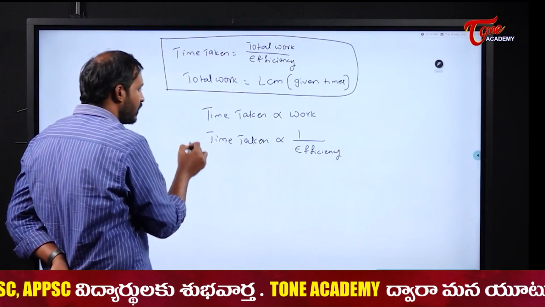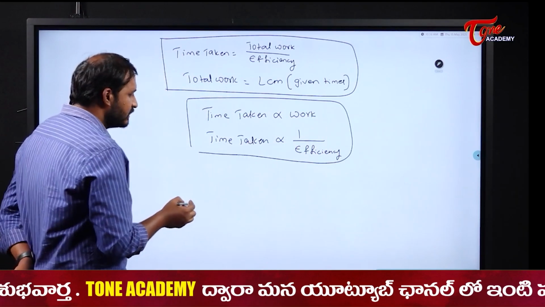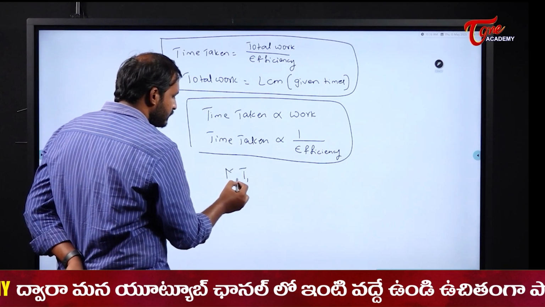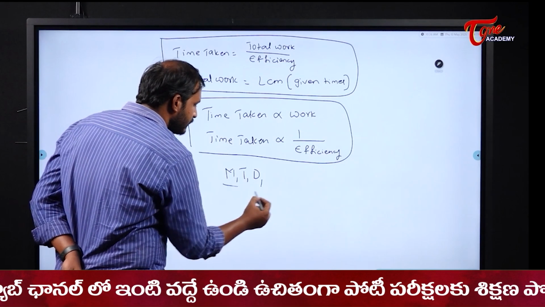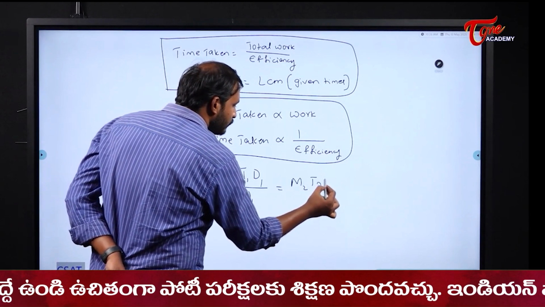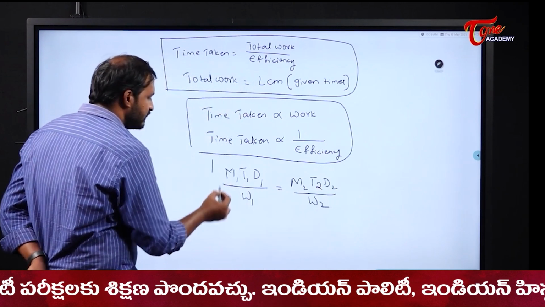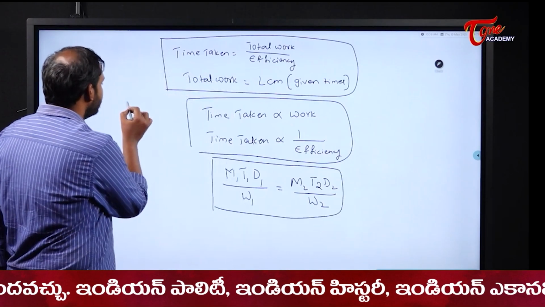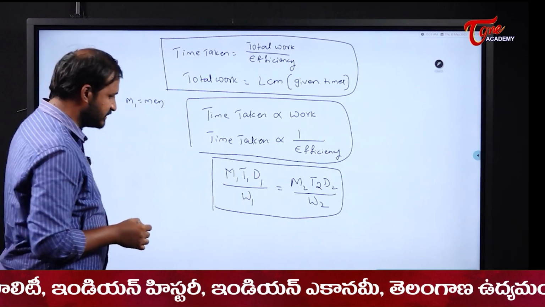Okay, from these two concepts, we will have one formula. Please observe here. M1 T1 D1 by W1 is equal to M2 T2 D2 by W2. What is this M1? What is this T1? What is this D1? What is this D2? I will tell you. M1 means men, number of men in first case.